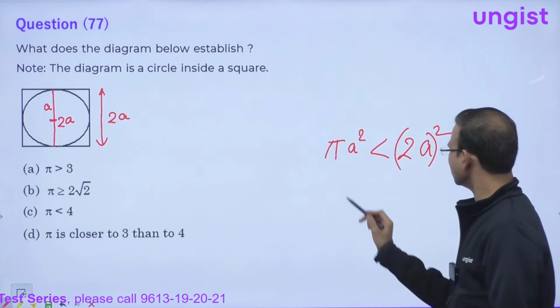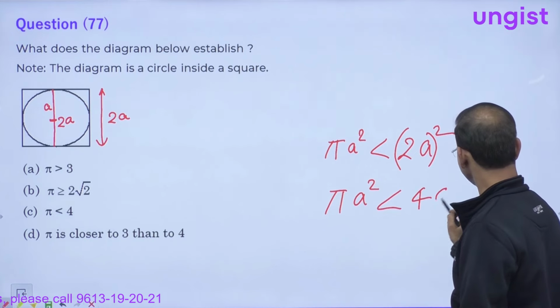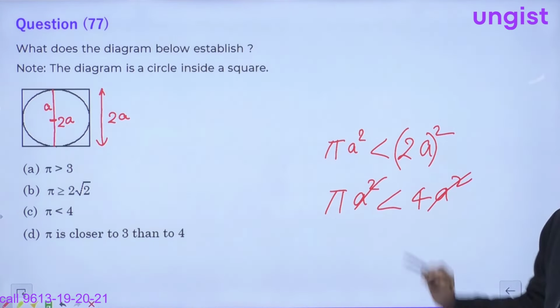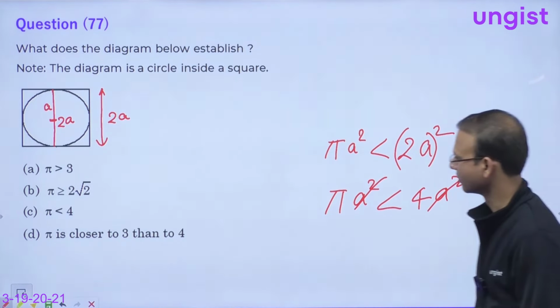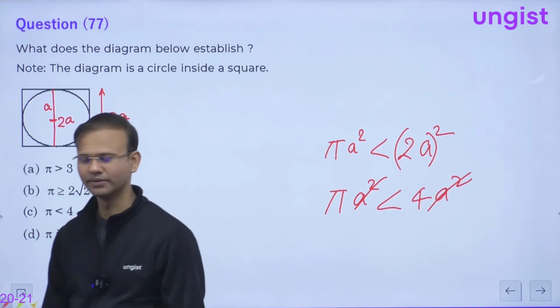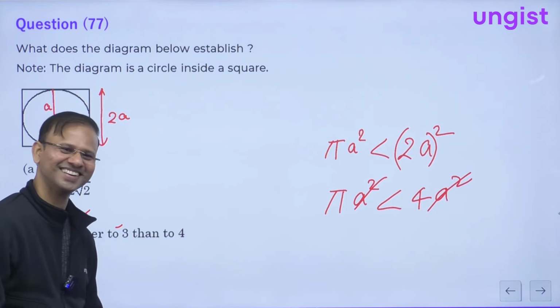Okay, so this is pi a square will be lesser than 4a square. So a square cancels. So pi is lesser than 4. C option. Right? Guys, it is clear? Simple question, right? लास्ट में आते आते थोड़ा सिंपल कर दिया गया, right?